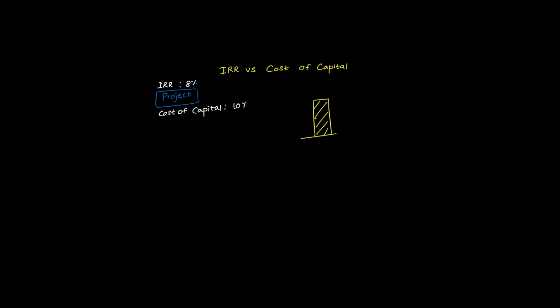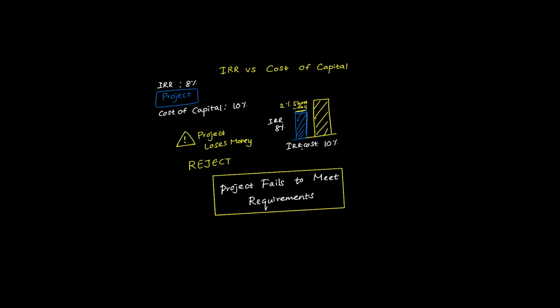When internal rate of return is below cost of capital, it means the project doesn't generate enough return to cover its financing costs. The project earns 8%, but costs 10% to finance. That's a 2% shortfall. This is a losing proposition. The decision rule is clear. When internal rate of return is less than cost of capital, reject the project. It fails to meet minimum requirements.